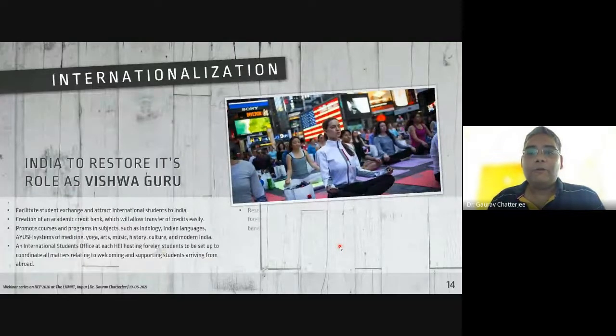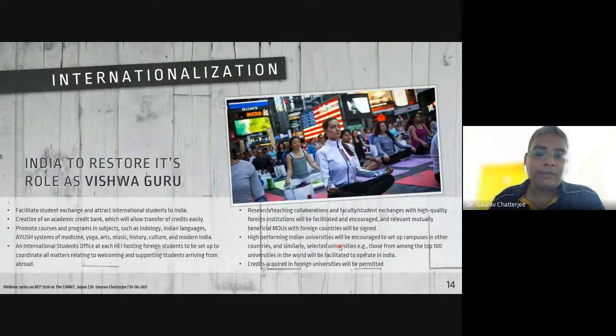Finally, one other major goal of this NEP document is to internationalize our education and to restore our Gurukul view of our role of being a Vishwaguru. So we need to facilitate student exchanges and we need to attract international students, and we could create a kind of an academic credit bank through which we can transfer credits easily between different institutions. And it talks about promoting Indian courses like Ayurveda, like yoga, Indian music, Indian arts and culture, history. All these are very special and very unique to our country.